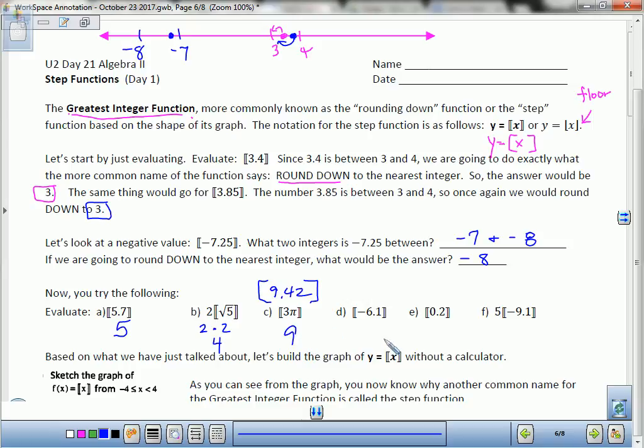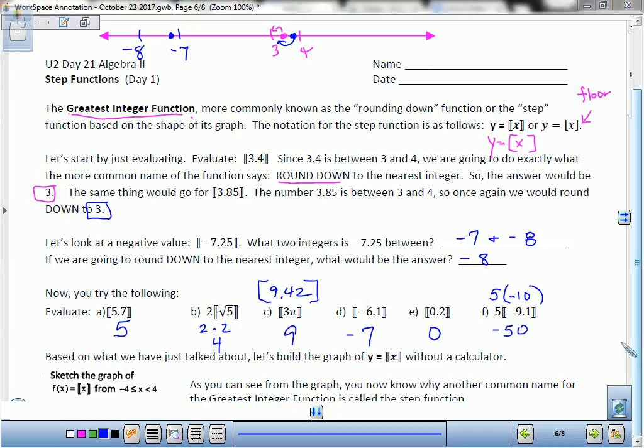Okay, that's good. Now here's a negative one. Don't let it trick you. If we're rounding this down, what would it go down to? Negative 7. All right, 0.2, what would it go down to? 0. All right, what would negative 9.1 round down to? Negative 10. So 5 times negative 10 is negative 50.